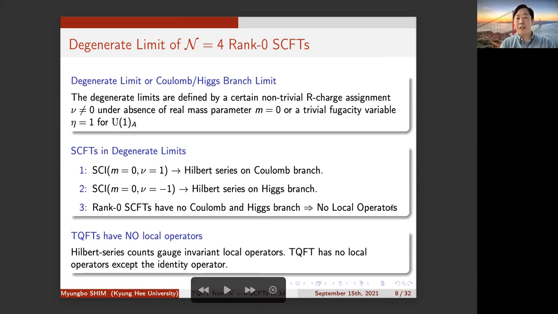And similarly, topological field theory has no local operator. Yep. This is one of the strongest pieces of evidence for obtaining a topological theory from the superconformal field theory. So this is one primary check for obtaining a topological theory from a superconformal field theory.